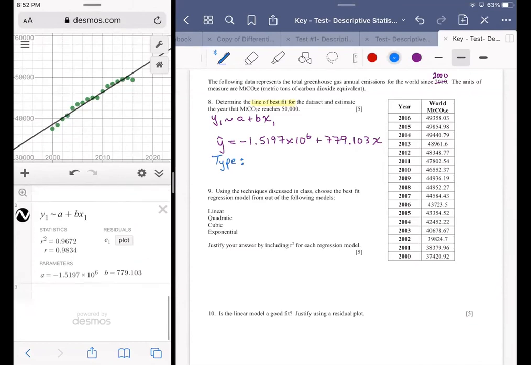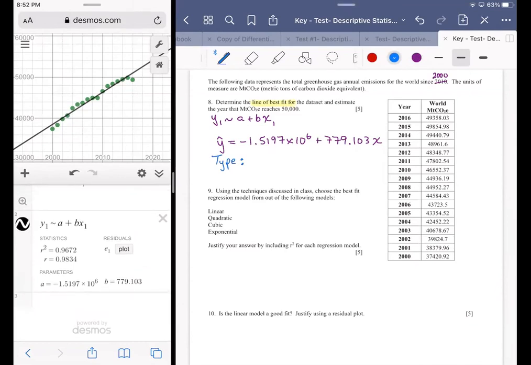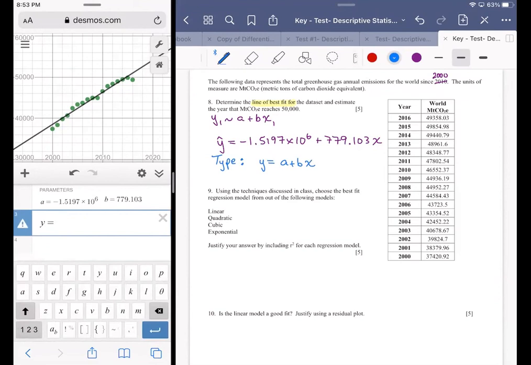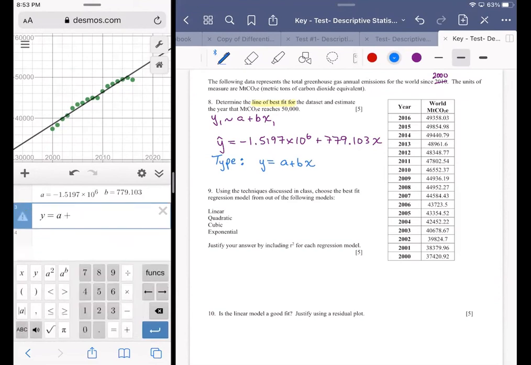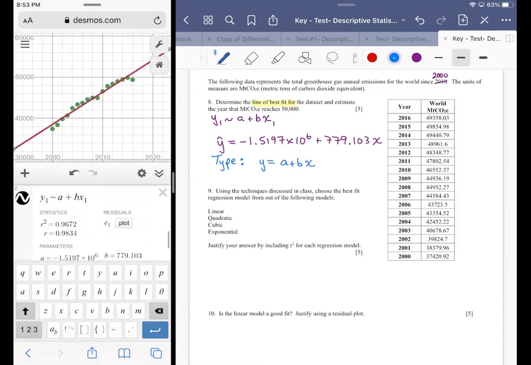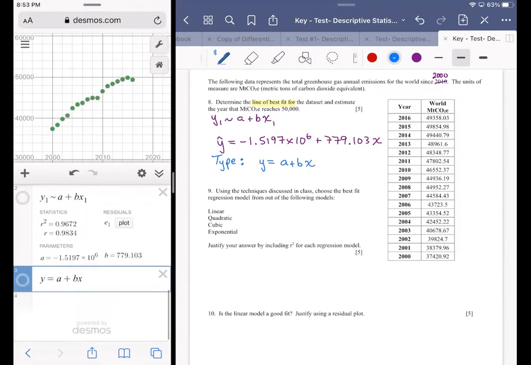So what we do is we type in Desmos two equations. One, a brand new equation, y equals a plus bx. So basically what we just typed, just without all the bells and whistles. And you'll see that that's the same line. The thing is, this one we could actually perform operations on, the other one we can't.